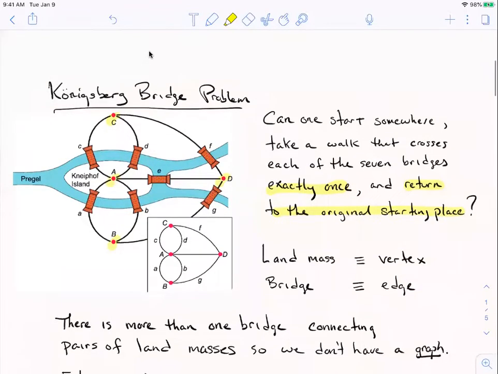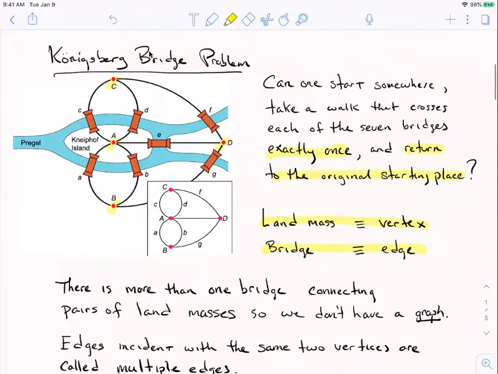To diagram the problem, if we denote the land masses by vertices and the bridges by edges, then you get this diagram in the lower left corner. And that diagram is not a graph. It's not a graph because the land masses might have more than one bridge connecting them. In fact, they do. So the vertices in this diagram have more than one edge between them, and that's forbidden in a graph.